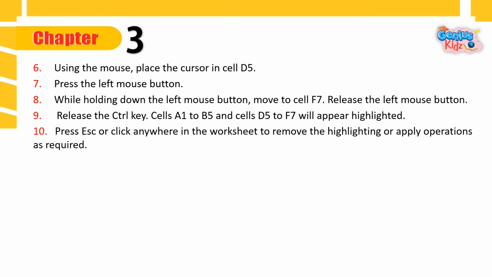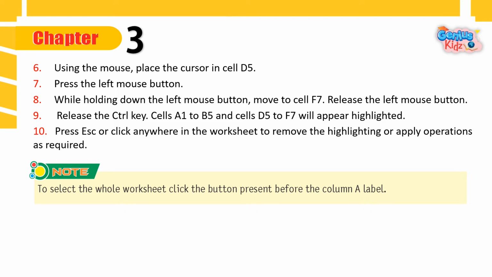6. Using the mouse, place the cursor in cell D5. 7. Press the left mouse button. 8. While holding down the left mouse button, move to cell F7. Release the left mouse button. 9. Release the Control key. Cells A1 to B5 and cells D5 to F7 will appear highlighted. 10. Press Escape or click anywhere in the worksheet to remove the highlighting or apply operations as required. Note: to select the whole worksheet, click the button present before the column A label.